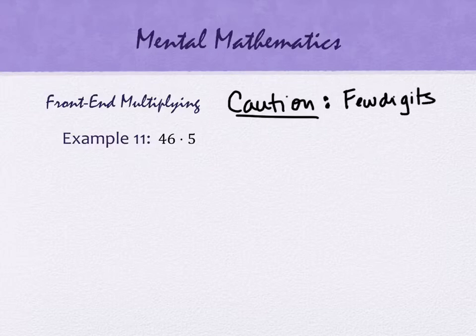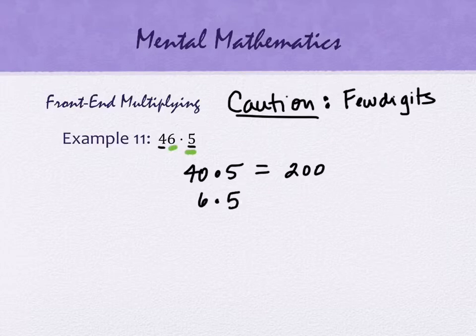So you'll see here, this is a 2-digit number times a 1-digit number, right? So what am I talking about here? Well, we already talked about front-end multiplying before. The idea of front-end multiplying is taking the first digit, in this case it's 40 times 5, and multiplying to give you 200. And then taking the 6 times 5 and multiplying to give you 30, and then adding the results.